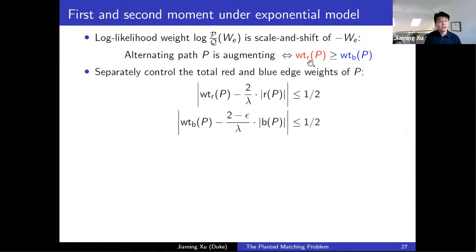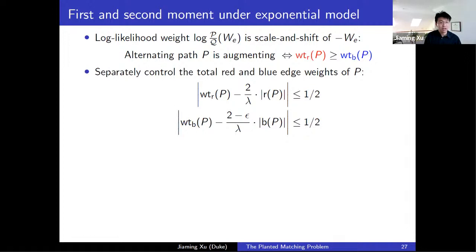And now to ensure this path is actually augmenting, we separately control the total red and blue edges. In particular, we require the mean weight for the red edges to be around this constant, about 2 over lambda. And the mean weight for the blue edges is slightly below 2 over lambda. So you may wonder why I have this 2 over lambda here. This 2 over lambda is the value where, if I condition on the total red weight being larger than the total blue weight, then typically the mean weight for the red edges and the blue edges will be close to 2 over lambda. So that's why I choose this 2 over lambda here.